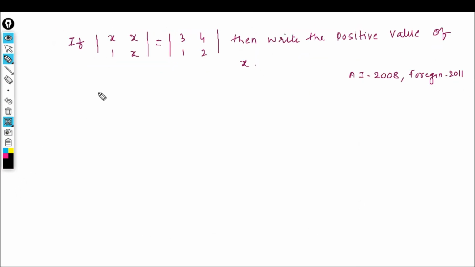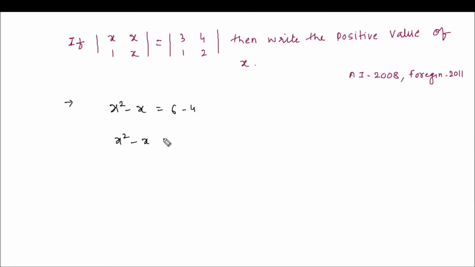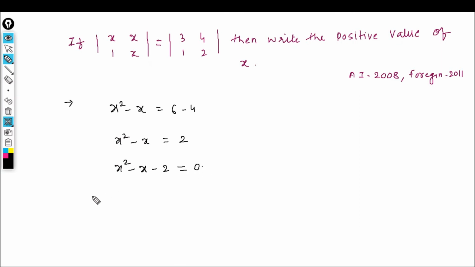Let us see one more question, बच्चों. If this determinant equation holds, then write the positive value of x. So let us solve this here. What will be this, बच्चों? X square minus x is equal to 6 minus 4. So x square minus x is equal to 2. X square minus x minus 2 is equal to 0.